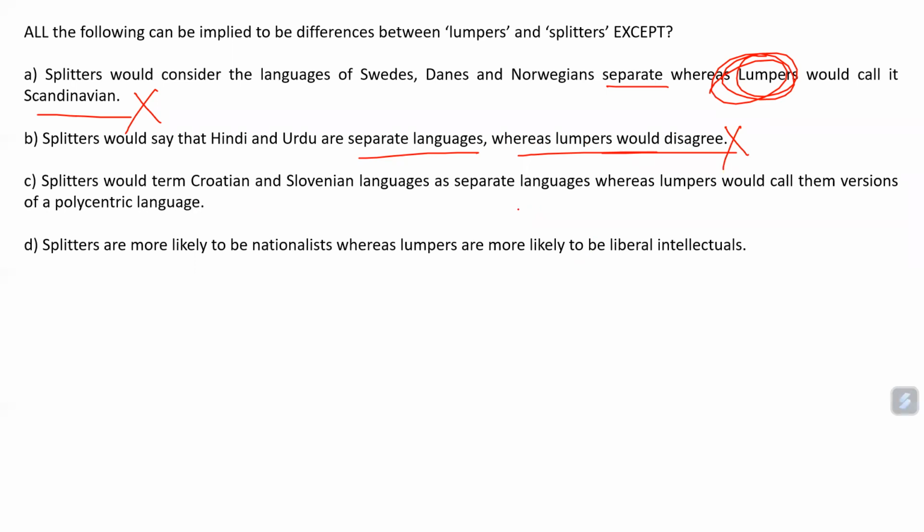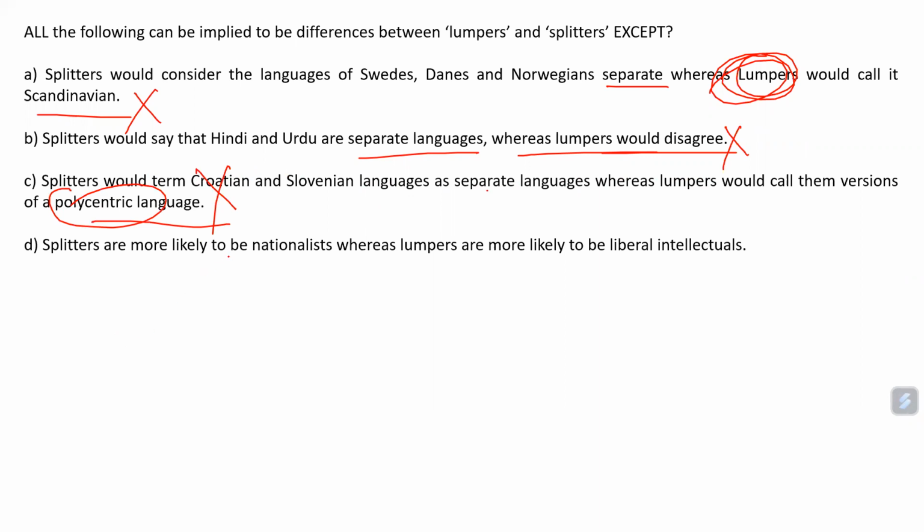Right? Splitters would term Croatian and Slovenian as separate languages, whereas lumpers would call them versions of a polycentric language, right? So we cannot say that if they are speaking one common language, that common language will be polycentric. So it has only been stated, these are just speculations. On the basis of this, he is saying that it is a polycentric language, whereas it is not.